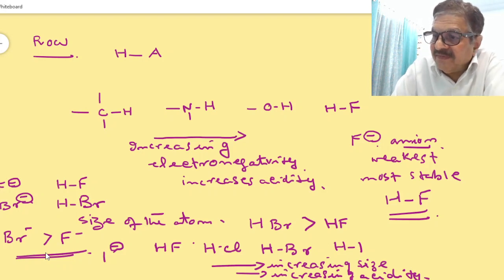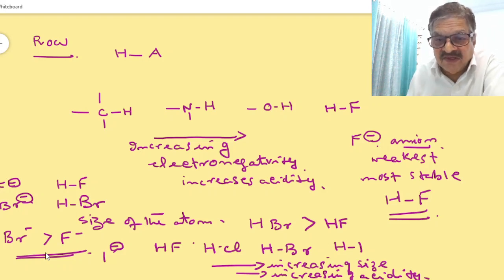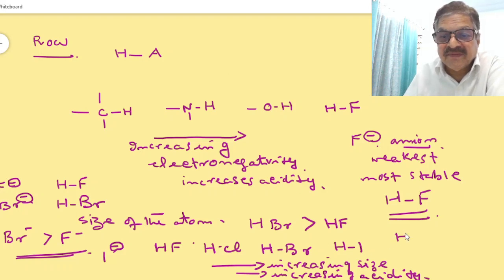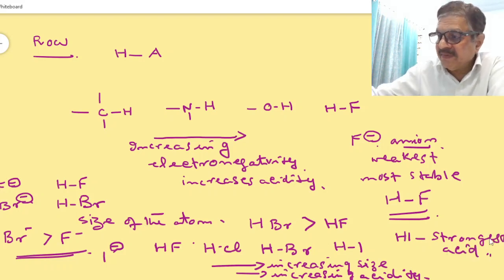Therefore, the iodide anion is the most stable one here. Therefore, hydroiodic acid, HI, is the strongest acid. So, these are the fundamental things about the periodic trends.